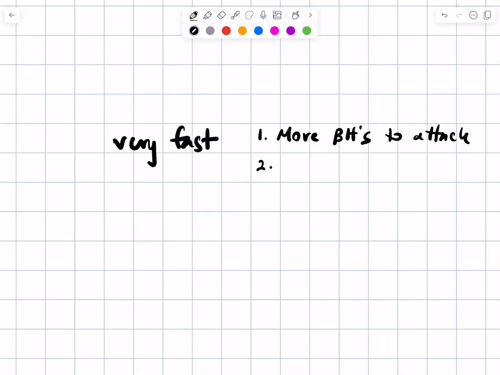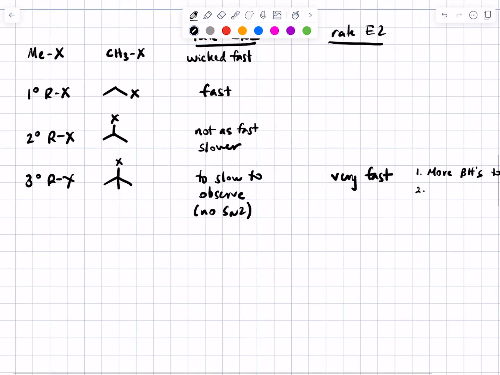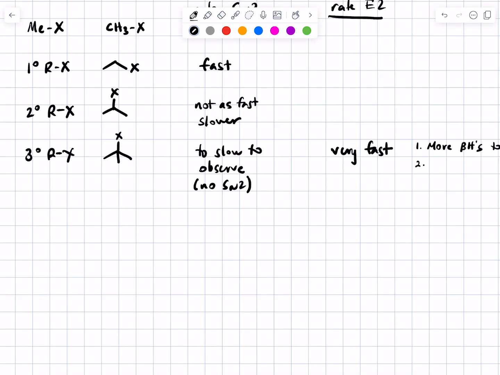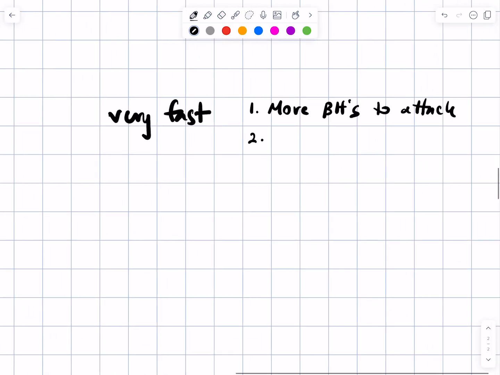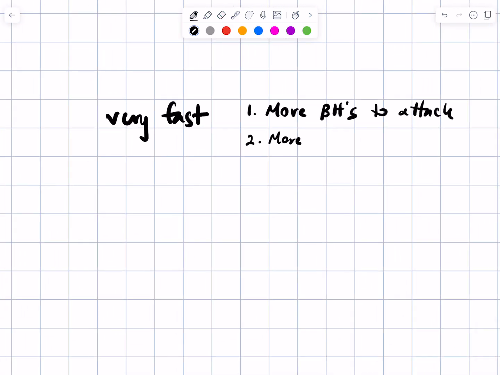And second, hopefully you can see that the elimination product that I might get from a tertiary alkyl halide would be more substituted than the elimination product I would get from a secondary alkyl halide, which would be more substituted than the elimination product I would get from a primary alkyl halide. And so on a tertiary alkyl halide, I have the option to form more stable, more substituted alkene products.